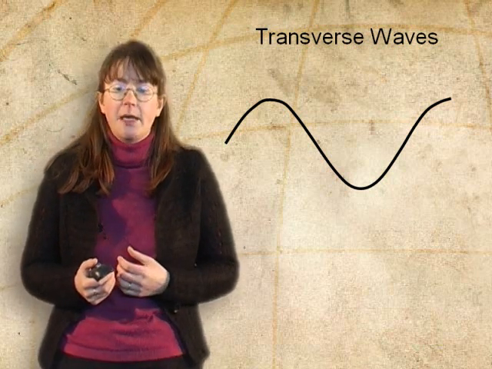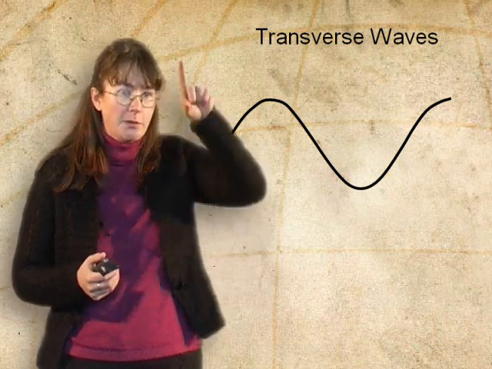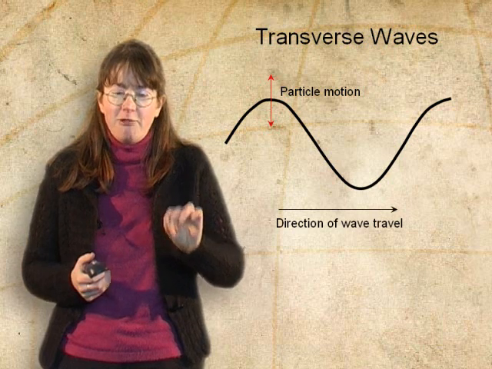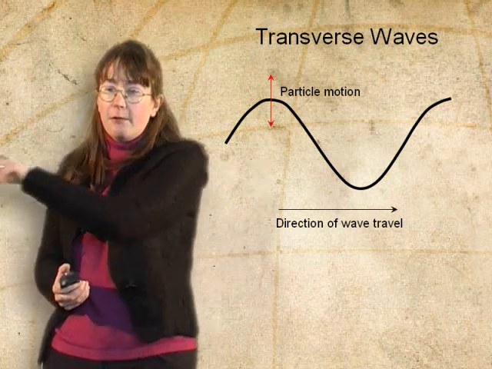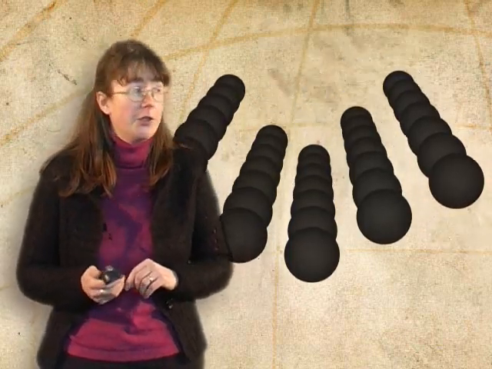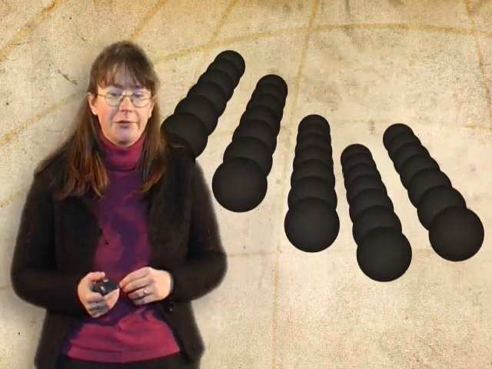A transverse wave is a wave in which the motion of the particles, which is going up and down, is at right angles to the motion of the wave itself, which travels along. That's a transverse wave, and you can see in the animation how the motion of the particles in the wave direction are at right angles.